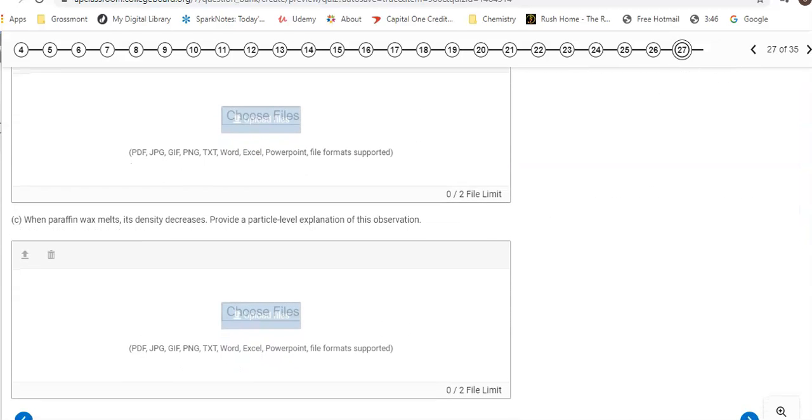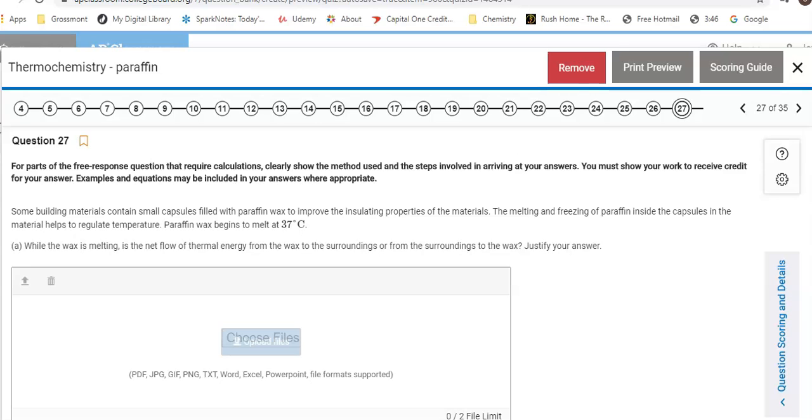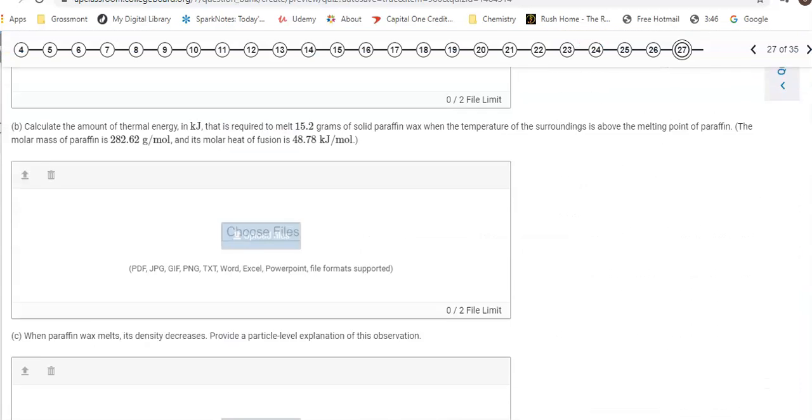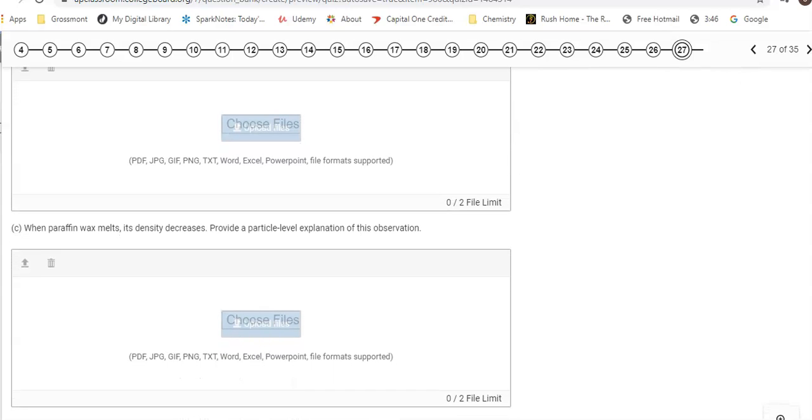When paraffin wax melts, its density decreases. Provide the particulate level explanation. So you would just draw little circles. They don't expect you to know paraffin's a big molecule. So just draw little circles that say paraffin, or something like that.